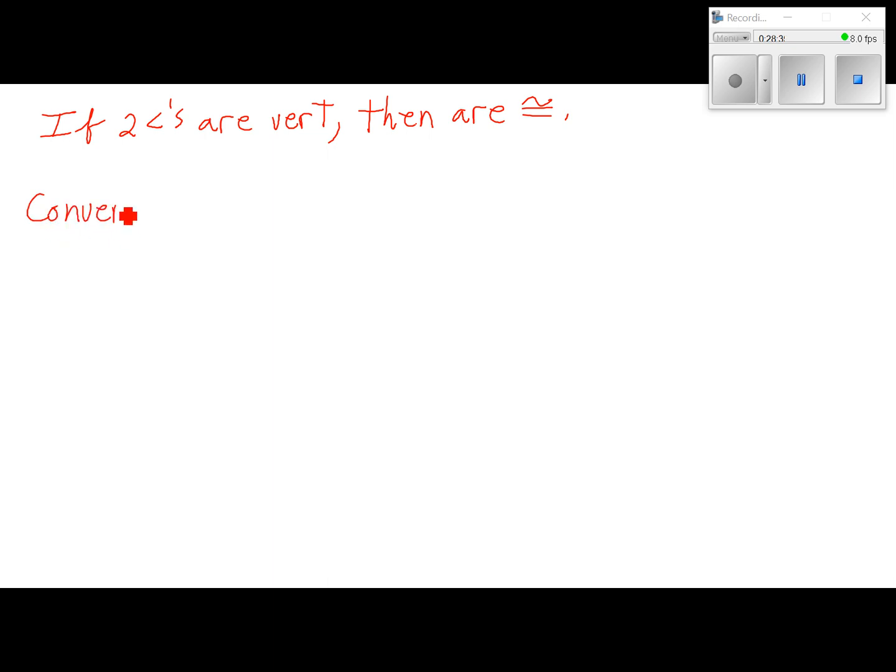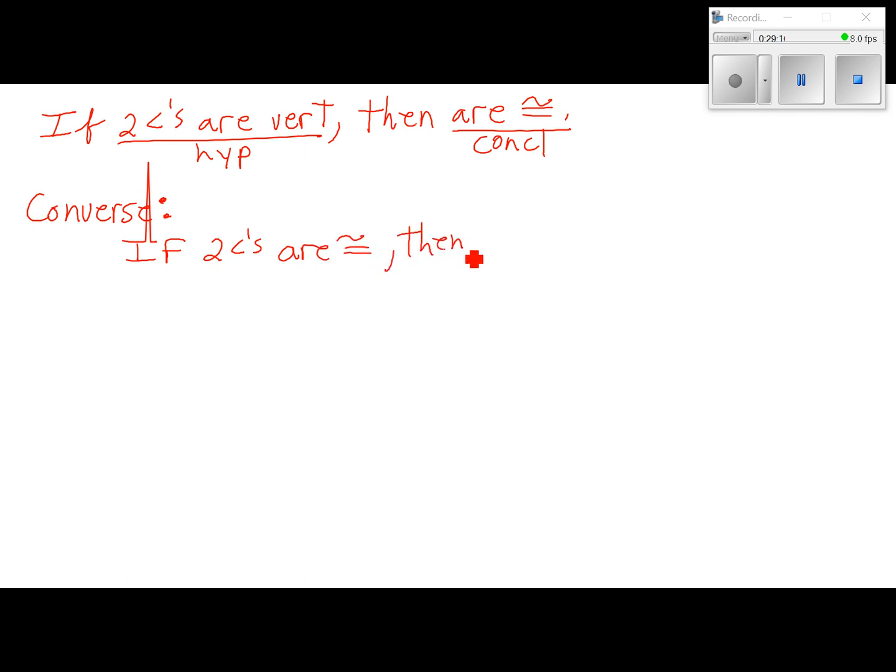The converse. Got to know these 3 things. The converse. All the converse does, it takes the hypothesis, which is the part with the if, and the conclusion, and it switches them. So the converse this time is going to say, if 2 angles, I know I didn't switch that, but I'm leaving the subject in the first part, are congruent, then they are vertical angles.